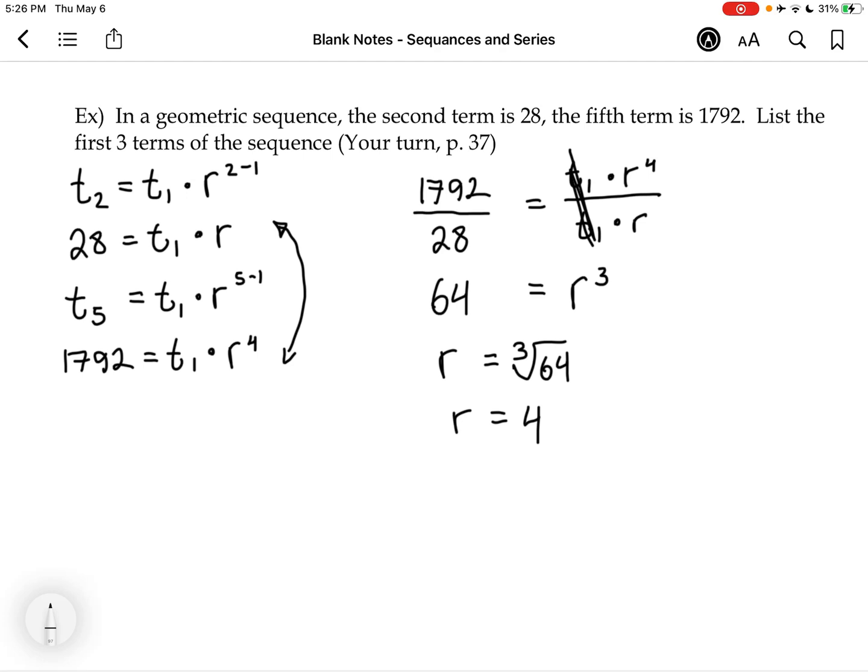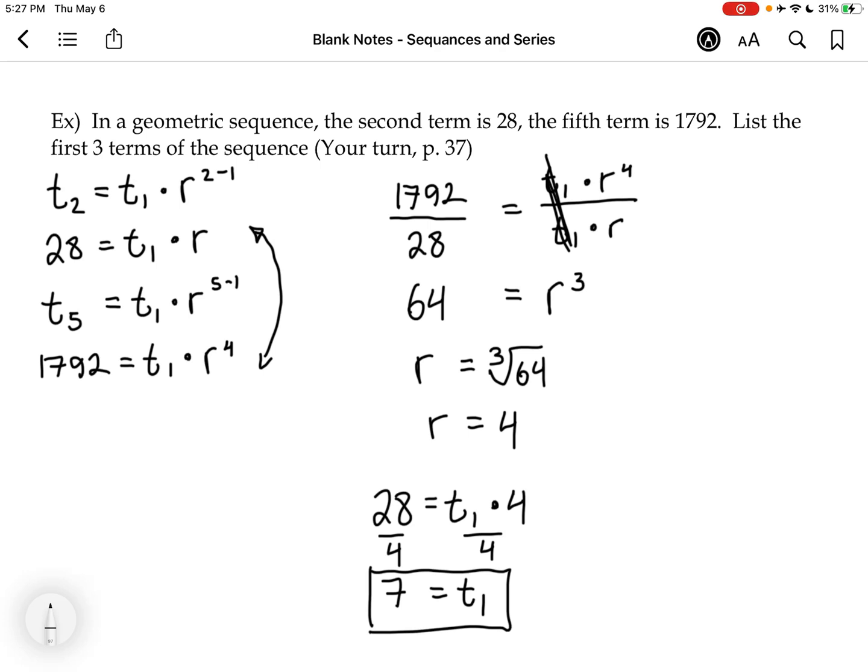Well, now that we have r, we can use either what we know about T2 or what we know about T5 to get T1. So I'm going to use T2 just because it's a little bit smaller. We know for T2, 28 equals T1 times r, and now we know that r is 4. So we can divide both sides by 4, and we get that T1 equals 7.